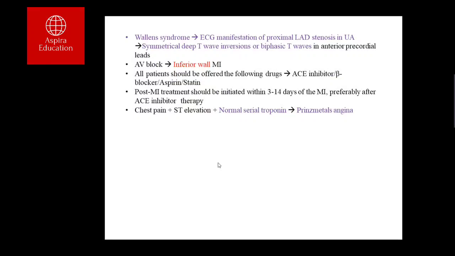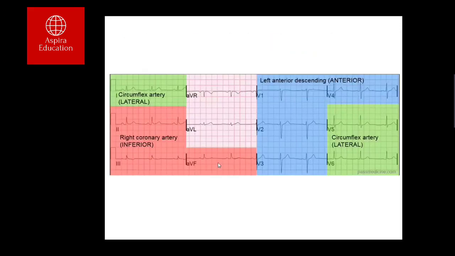There are some diagnoses which may get confused with ST elevation MI. One such diagnosis is called Prinzmetal's angina. Here, the patient is going to present with chest pain, the ECG will show ST elevation, but the troponin will be normal. This is called Prinzmetal's angina. It is because of coronary vasospasm, and generally we treat them with vasodilators, especially nifedipine, which is the drug of choice for Prinzmetal's angina.